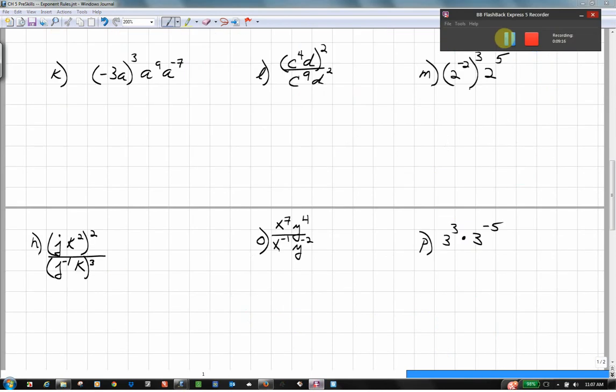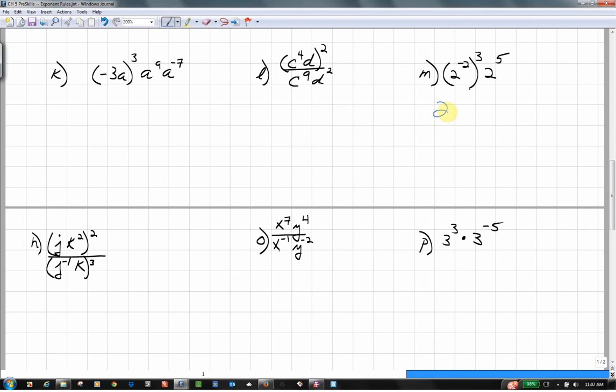This one's got a negative exponent in there. Let's do this one, m. So that would be 2. Negative 2 times 3 is a negative 6. And then I've got 2 to the 5th out there, so the exponents are going to add together. There's no need to move the 6 to the denominator since both the bases are the same. That's going to give me 2 to the negative 1. Now I will, because it's a negative exponent, move the 2 to the denominator.